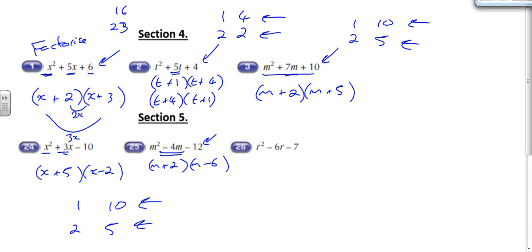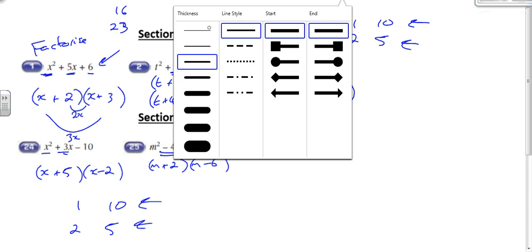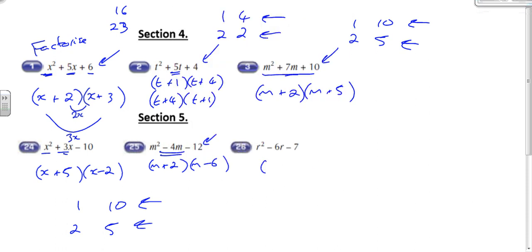Next one. So we've got r times r to make r squared. Then the only two things that multiply together to make 7 are 1 and 7. But how do you use 1 and 7 to make minus 6? Well, it's got to be plus 1 minus 7. Well done if you got that one.